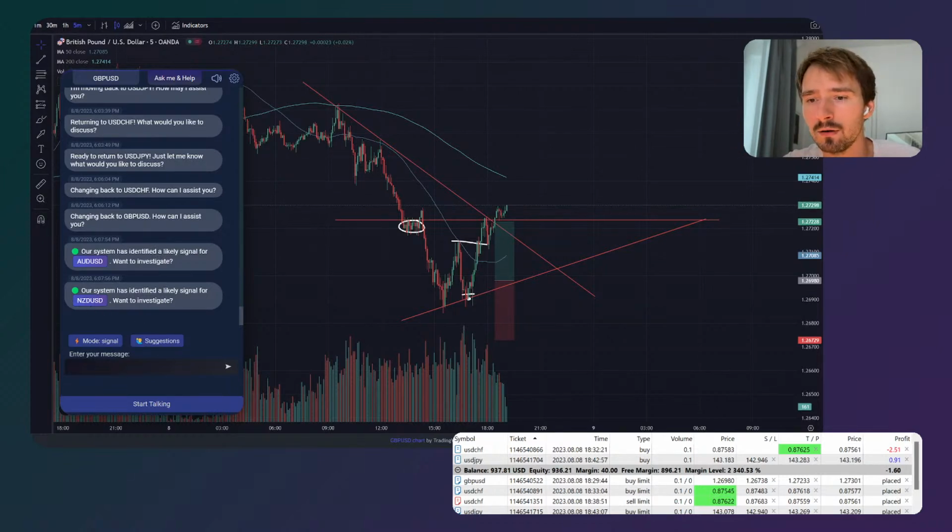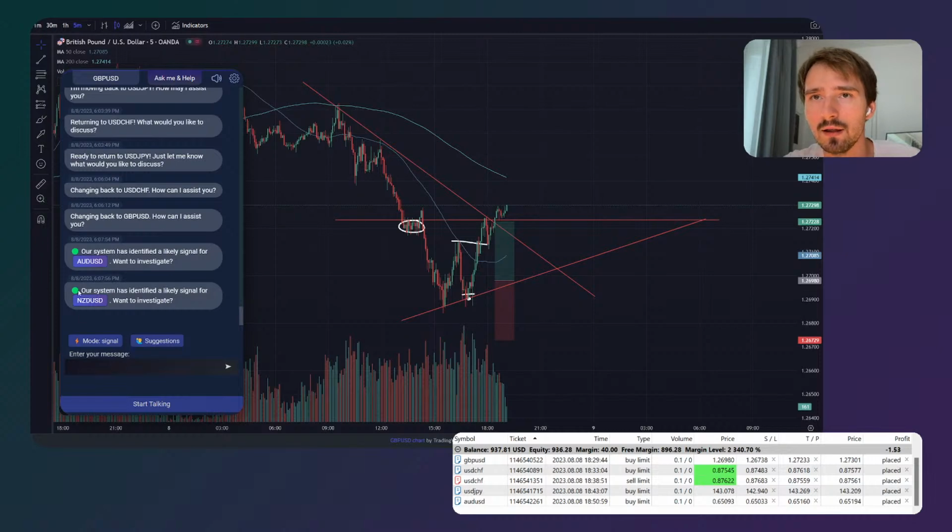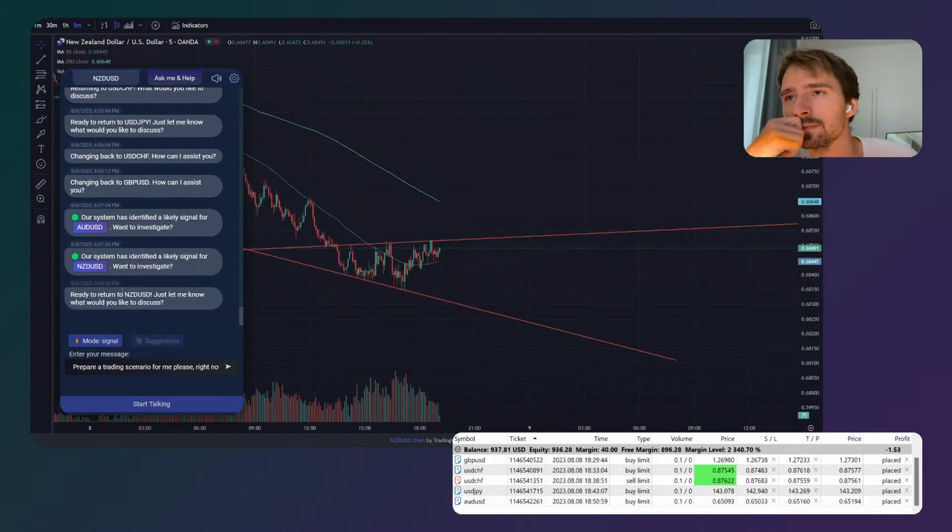Let's take a look, we've got the NZD/USD. Not yet. Let's go with the ready to return to NZD/USD.